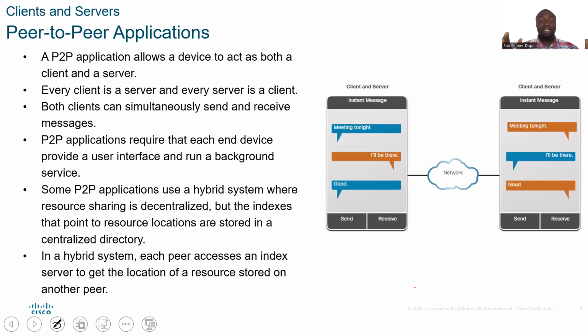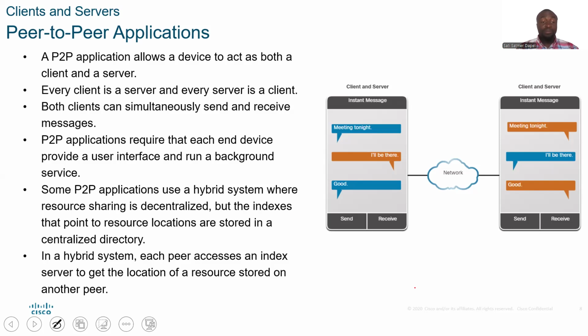Every client is a server and every server is a client. Both clients can simultaneously send and receive messages. P2P applications require that each end device provides a user interface to run in the background. I'm sure some of you have used Android phones to send data, maybe using Xender or Bluetooth. So you use your phone to connect to another phone and then you send files, either using Xender or transfer or something like that.